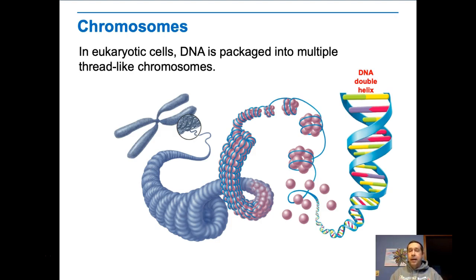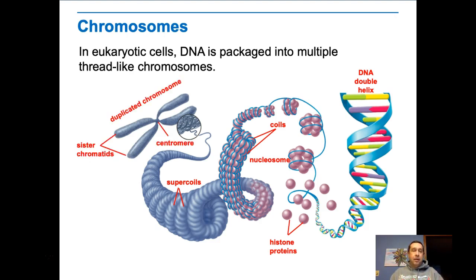We've got naked DNA in the form of a double helix. We've got histone proteins that form a core that the DNA coils around to form a nucleosome. The nucleosomes coil up, and then they form supercoils and condense the DNA into a chromosome, which is important because it makes it easier to move the DNA through the stages of mitosis without the DNA getting tangled up and breaking and things like that. So you've got a duplicated chromosome that consists of two sister chromatids joined by the centromere.